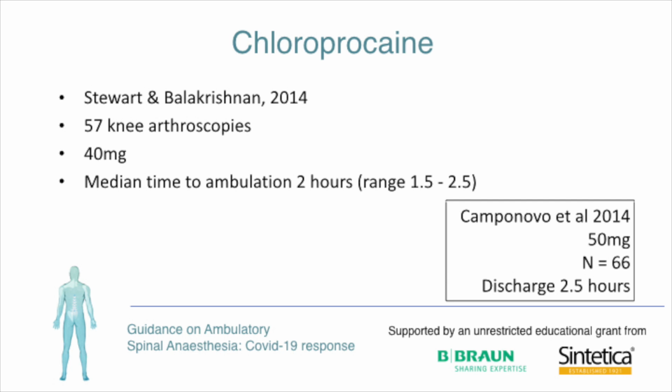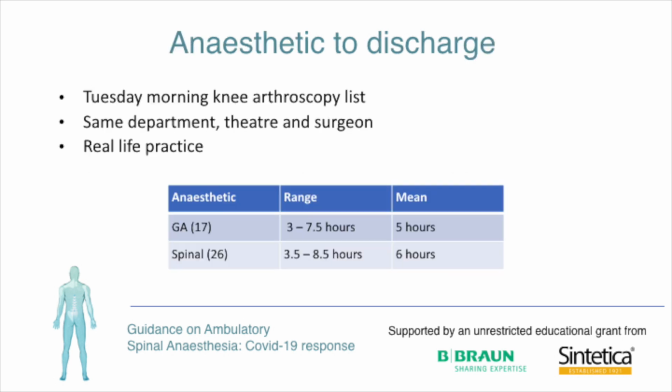So I said I'm presenting something that's idiot-proof, and that's evidence about me being the idiot. In terms of other data, Campanovo, who was looking at chloroprocaine versus bupivacaine 10 milligrams, with 50 milligrams of chloroprocaine, found from time of spinal to discharge was 2.5 hours. So one question that I've had a few times is, well, how does this all compare to general anaesthetic? Surely a quick general anaesthetic's quick in terms of time from anaesthetic to discharge.